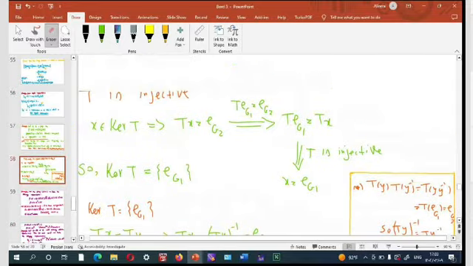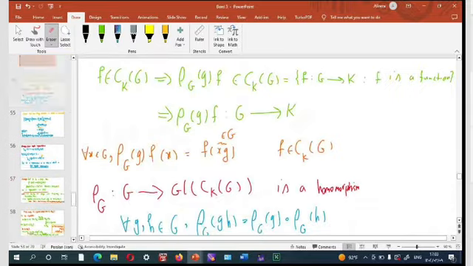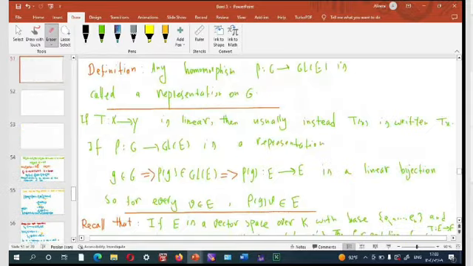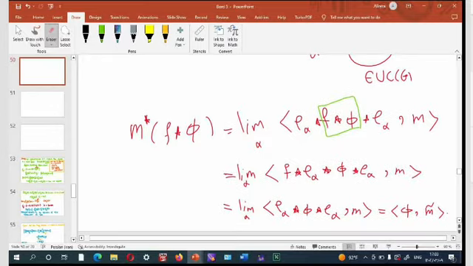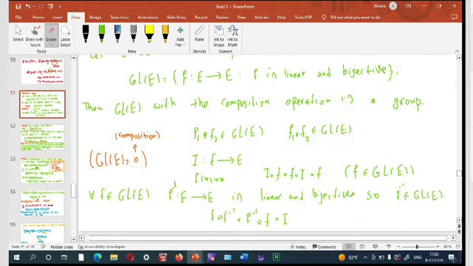This definition and some properties for representation theory. Okay, E is a vector space over a field K and GL(E) is the set of all functions from E to E such that F is linear and bijective. Then GL(E) with the composition operation is a group, and we see this.